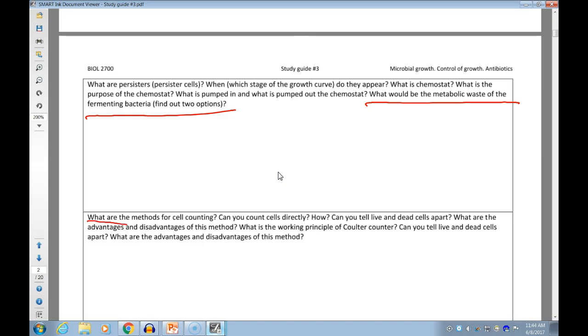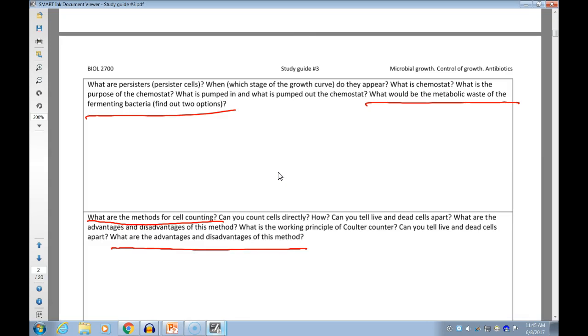Cell counting methods. We have discussed various types. I'm not going to list all of them, things like Coulter counter and turbidimetry. You have to understand which methods let you count live cells, okay? And recognize the method by description. You saw the questions on the quiz, something of that sort. Is that clear? Okay.